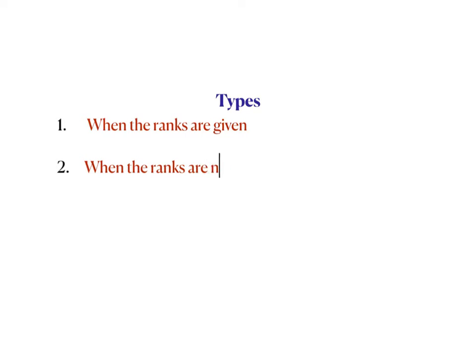Three types of rank correlation coefficient. One, when the ranks are given in the data. Second, when the ranks are not given in the data. Third, when equal ranks are given, or you can say it is a tie case.